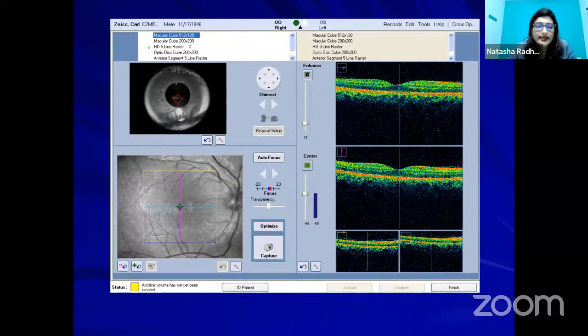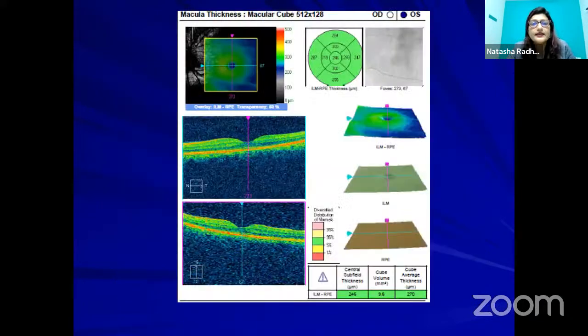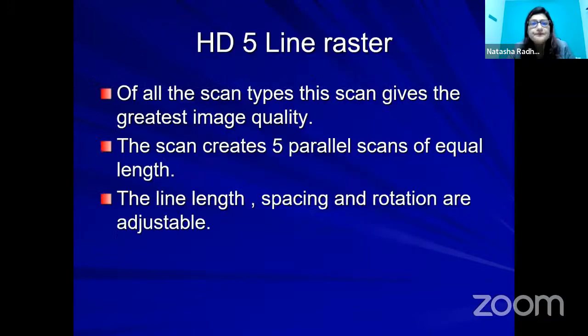And you can see the area that you're screening on the left down corner. And you can see each scan as it is done on the other side. And this is how a printout will look like. It will have both the line scan as well as the volumetric data on the right side.